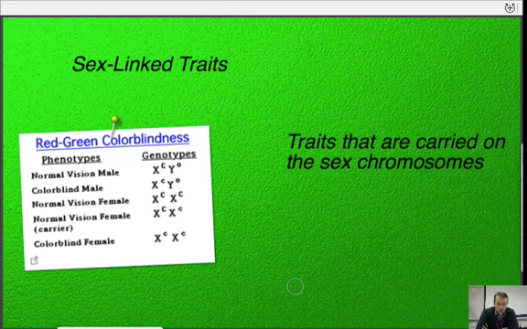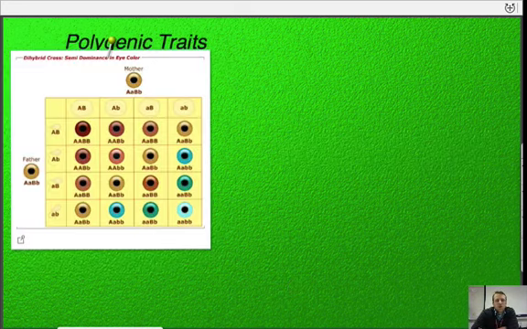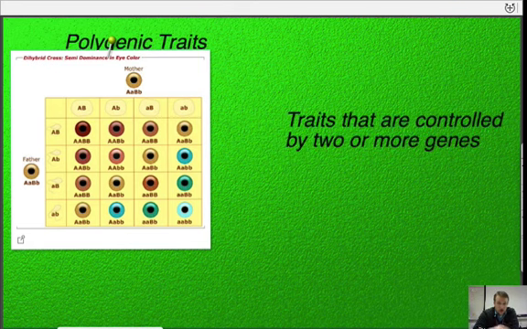So now moving on to the last one here, polygenic traits. What polygenic traits are, they are just traits that are controlled by two or more genes. So it sounds similar to multiple alleles, but remember, multiple alleles is when there's only one gene, but there's multiple alleles that code for it. Here, polygenic traits, on the other hand, are traits that are controlled by two or more genes.